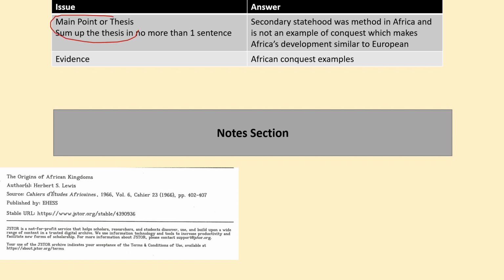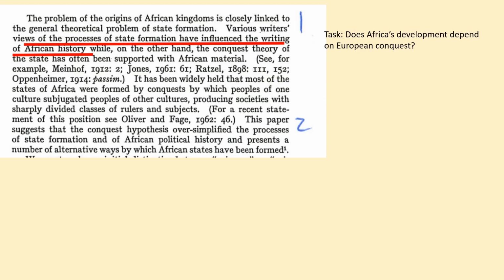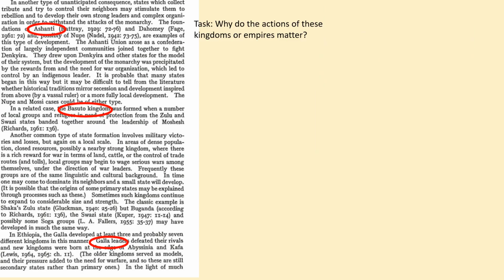The main point or thesis is located right here, and the evidence used, various examples of African conquest. Task, does Africa's development depend on European conquest? And you want to focus on this section here. Using that same article, the task is now, why do the actions of these kingdoms matter? And here we see some of those kingdoms.